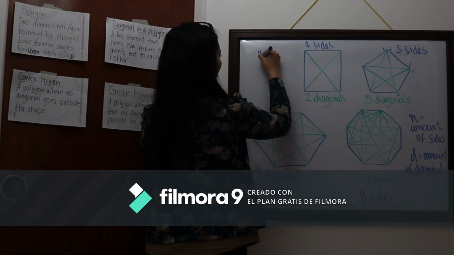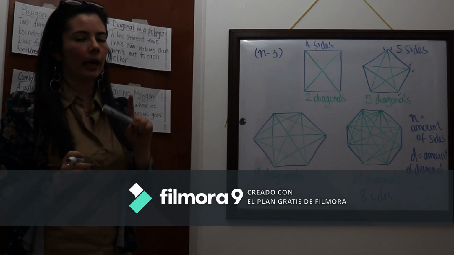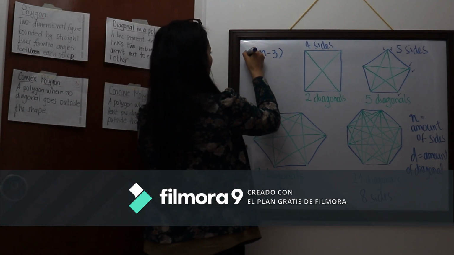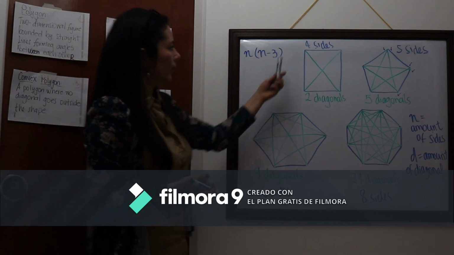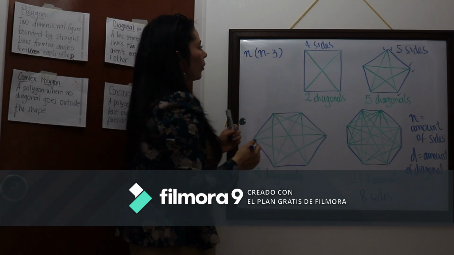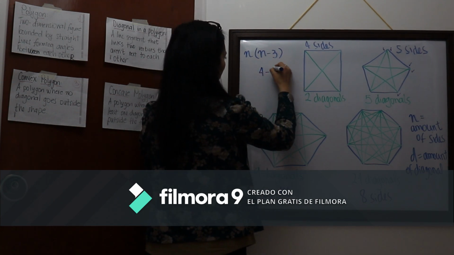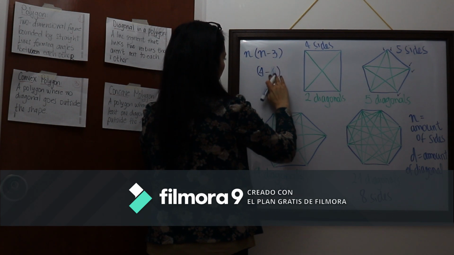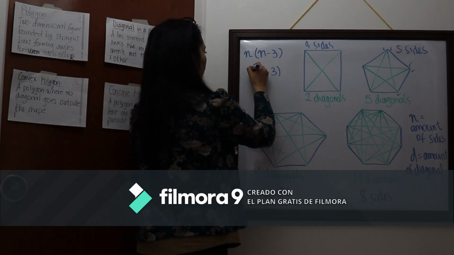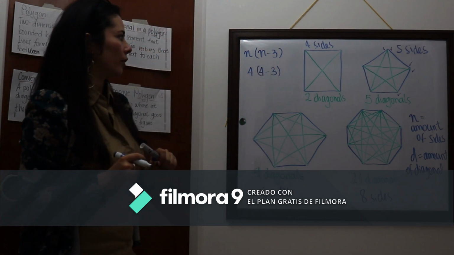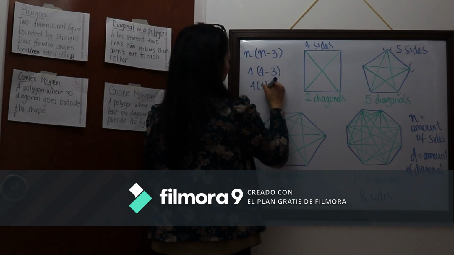If I had n minus 3, which is the amount of diagonals I get out of one vertex, and then I multiply that by the amount of vertices I have. For the case of the square, that would be what? 4 minus 3 is 1, right? And then I know the amount of vertices is the same amount as sides, so that's another 4. So I have 4 times 1, which is 4.